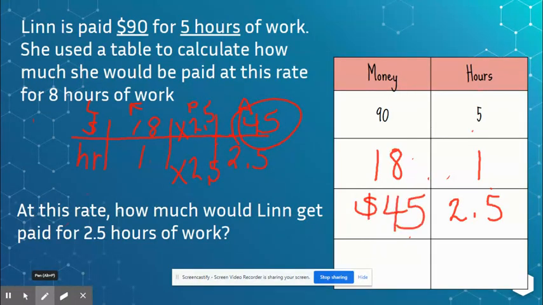So at this rate, how much would she get? $45. And that makes sense because for 5 hours, she gets $90. 2 and 5 tenths hours is shorter than 5 hours. So of course, she's not going to make more than $90. She's going to make less.